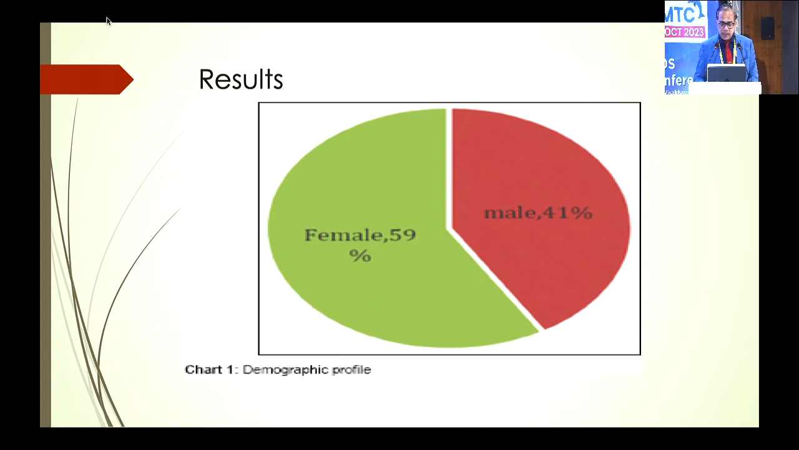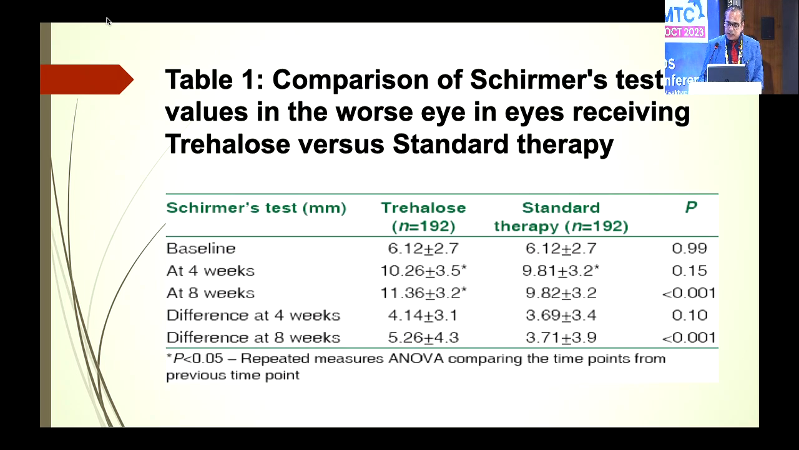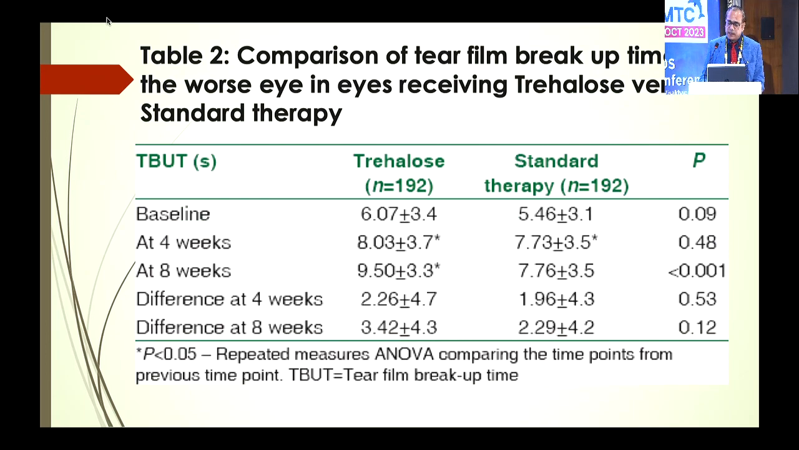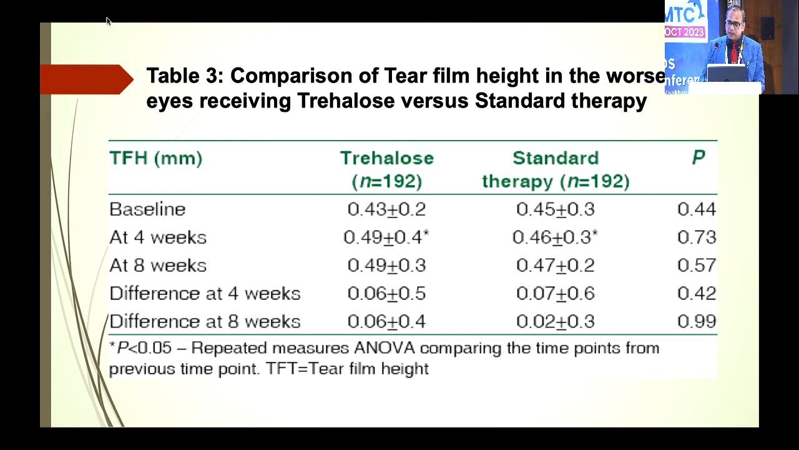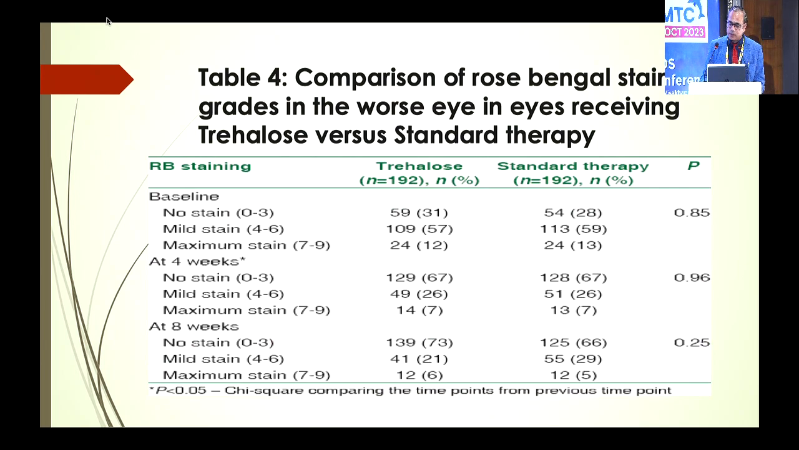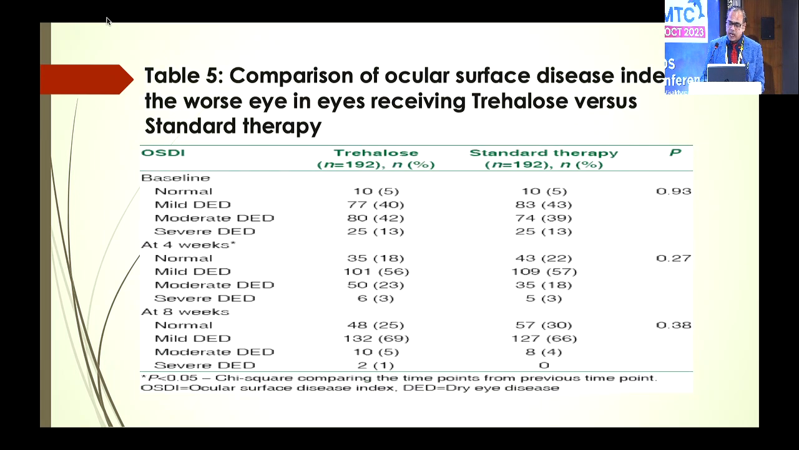So these were the results: female 59%, male 41%. The Schirmer test, compared with baseline, improved from 6.12 to 11.36 with a significant p-value in the trehalose group. In the standard therapy of sodium hyaluronate alone, it increased from 6.12 to 9.82. We compared the tear film breakup time, and again there was a significant p-value in the trehalose group as compared to SH alone. Tear meniscus height was similar in both groups, the Van Bijsterveld scoring was similar in both groups, and the OSDI was similar in both groups.